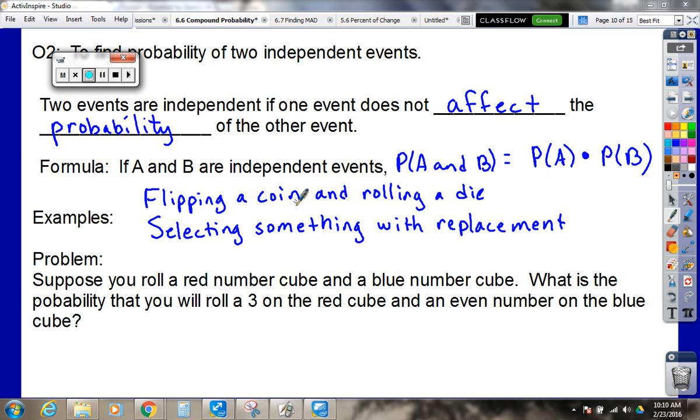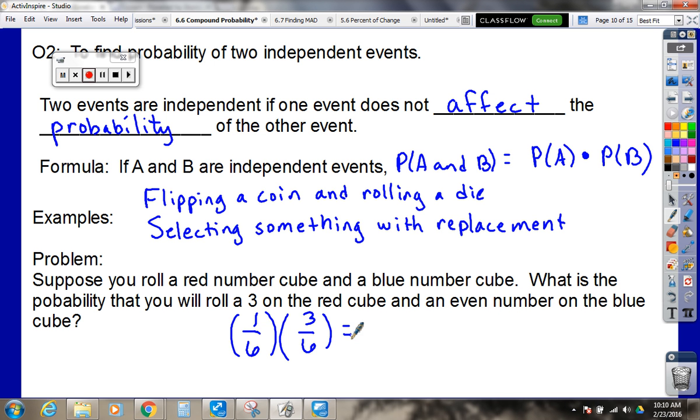Garrett, what's the probability that you're going to roll a 3 on the red cube? It's just a normal 6-sided cube. 1 out of 6, good. So we have 1 out of 6 times, what's the probability that you're going to roll an even number on the blue cube? Julia? How many numbers on a normal die are even? 3, good. So we're going to multiply times 3 out of 6.